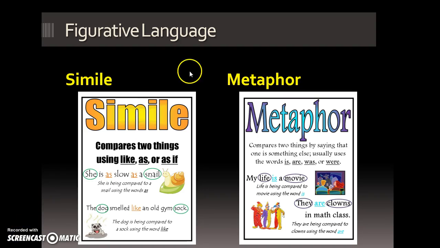And next we have metaphors. Metaphors compare 2 things by not using like or as. You may use words like is, are, was, and were, but we do not use like or as with metaphor. My life is a movie. So automatically your reader would know your life may have ups and downs. It has a protagonist. It's filled with lots of action. They are clowns.